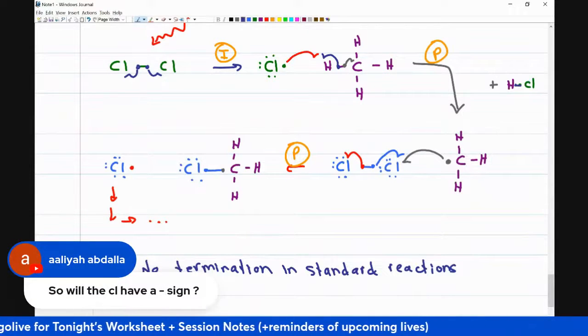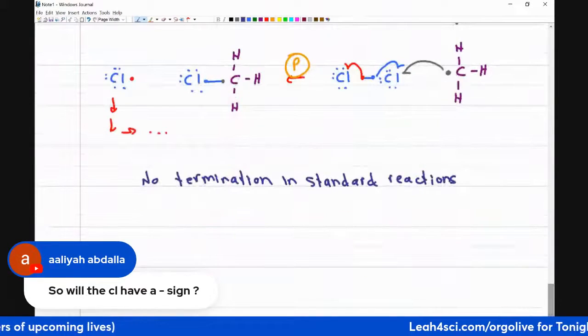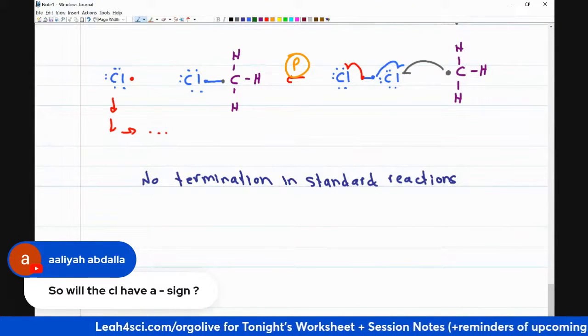Question: will the chlorine have a negative sign? No, and that is a very, very good question. If you look at how to find the formal charge, I teach this in my formal charge video, using the shortcut of should minus has.